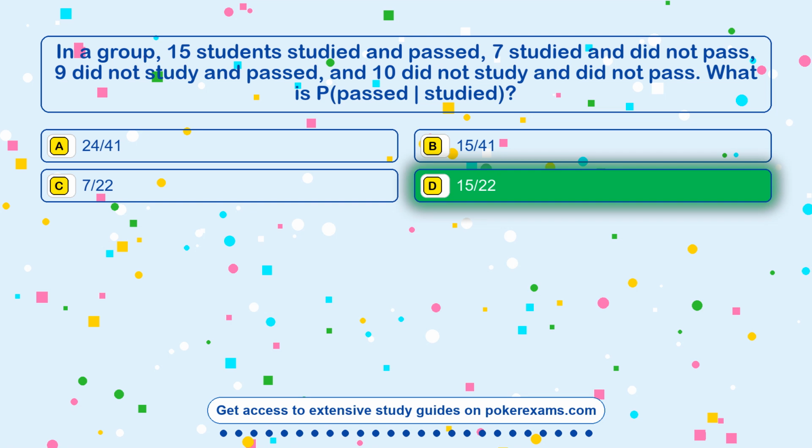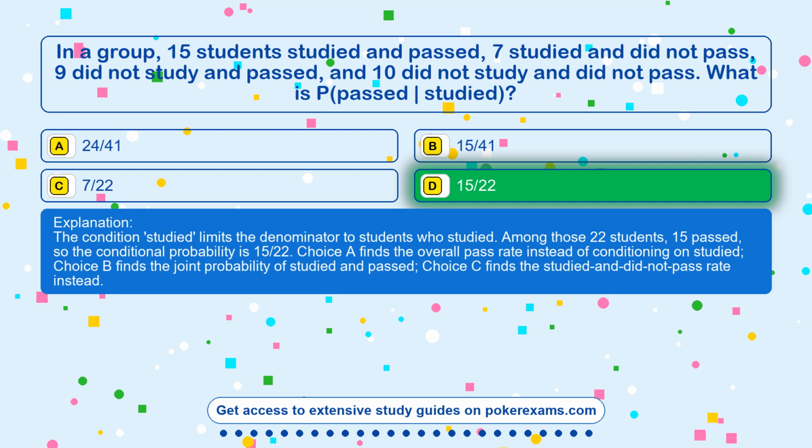The correct answer is option D. 15/22. The condition studied limits the denominator to students who studied. Among those 22 students, 15 passed, so the conditional probability is 15/22. Choice A finds the overall pass rate instead of conditioning on studied, choice B finds the joint probability of studied and passed, choice C finds the studied-and-did-not-pass rate instead.